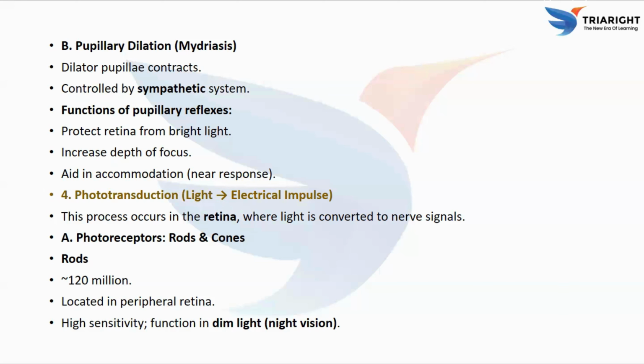What are rods and what are cones? Rods are specialized for night vision. There are approximately 120 million rods in each eye. They are located in the peripheral retina, with very high sensitivity to light, and they function well in dim light. They provide black and white vision, and low visual acuity, which is not sharp. So rods are night vision plus peripheral vision plus high sensitivity.